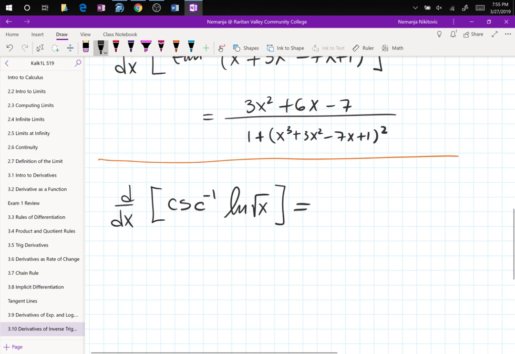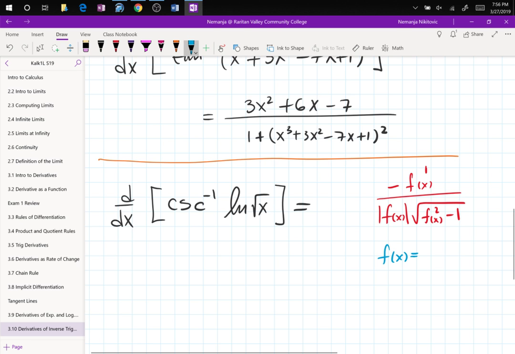Okay, let's take a look at this. So we first upgrade the formula from x to f of x. So the formula would be negative f prime of x divided by the absolute value of f of x times the square root of f of x squared minus 1. That's the first part.